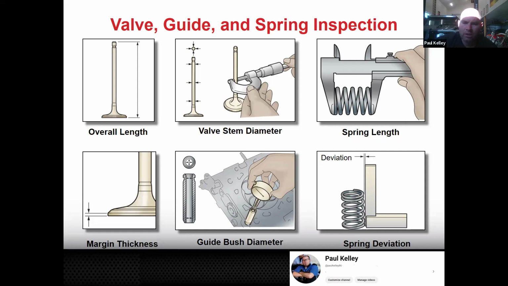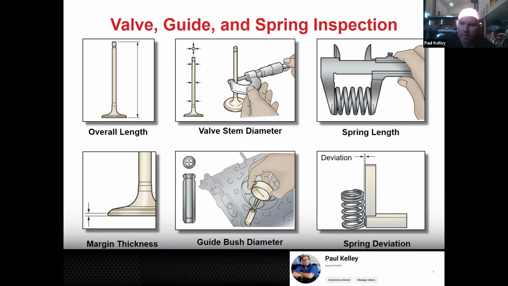Cool. Now, spring length, that's easy. Take the spring out, use your dial caliper. You're going to measure the free length. ASE may call this free length of the spring. Then there's another one, which is deviation, which can also be called spring squareness. But this is a square. It's an actual perfect 90-degree perpendicular angle square. It's a tool. Everybody should have one.